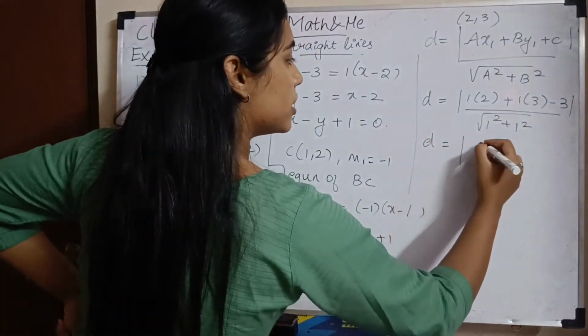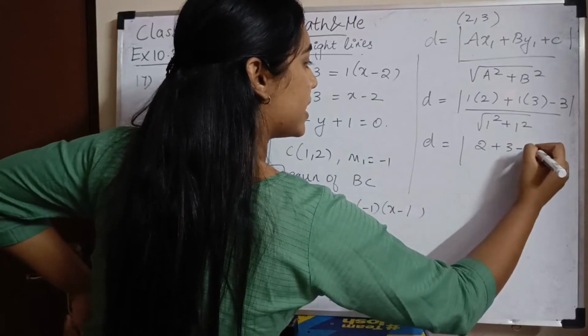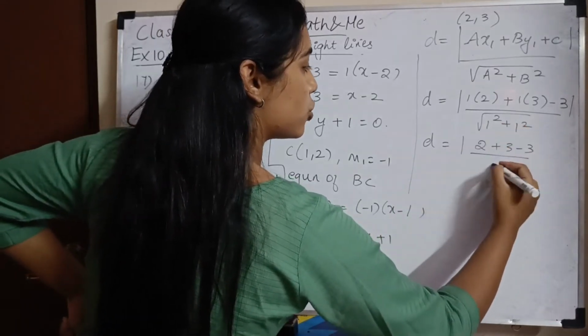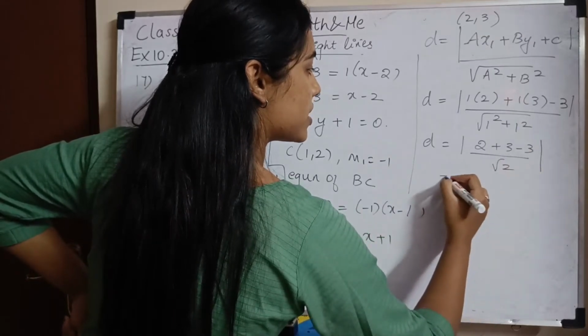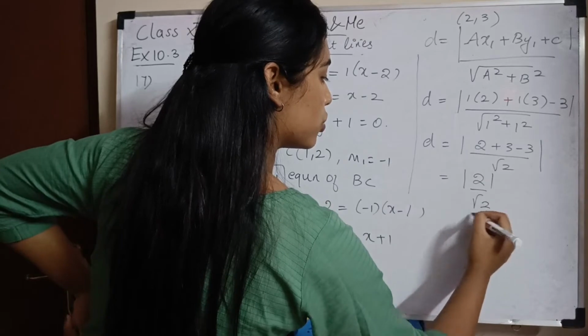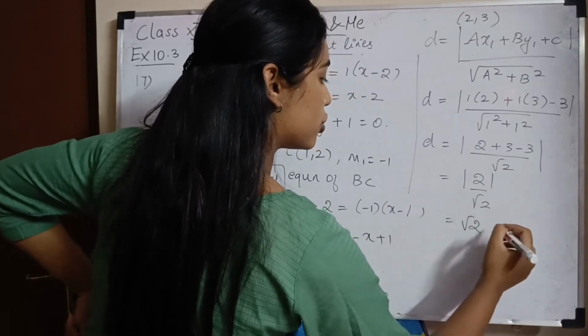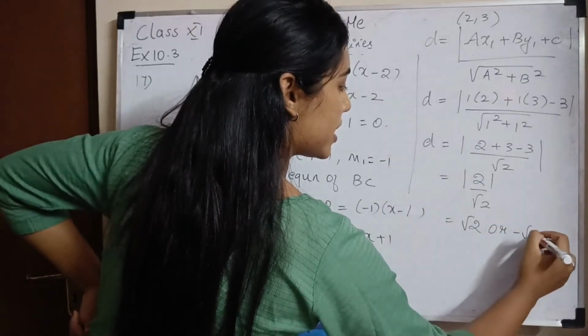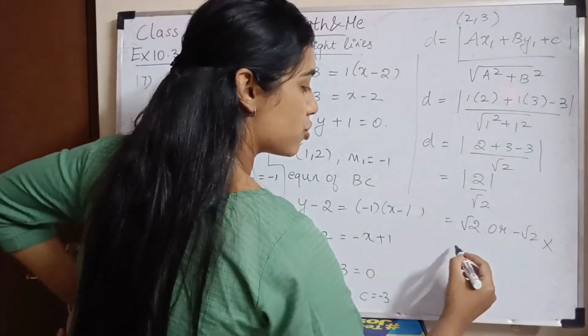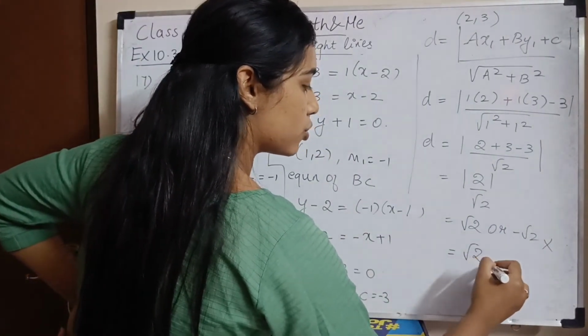D equals 2 plus 3 minus 3, divided by the root of 1 square plus 1 square, which is root 2, which is equal to 2 divided by root 2, which is root 2 or minus root 2. The distance cannot be negative. So omitting minus root 2, the distance is root 2. Okay?